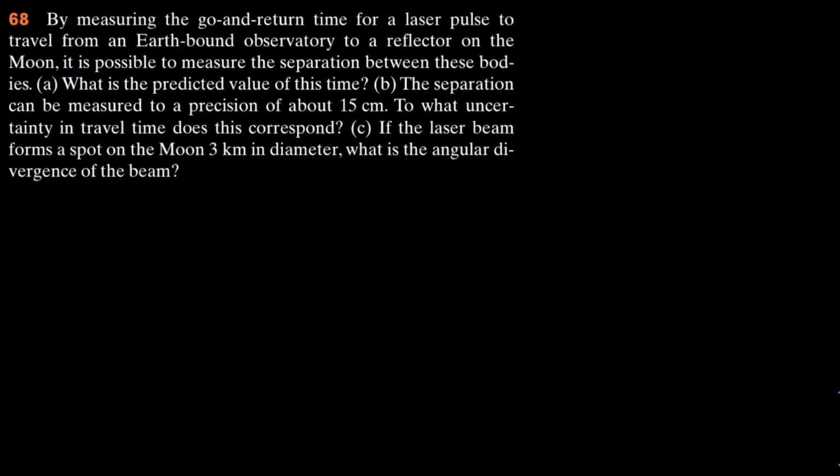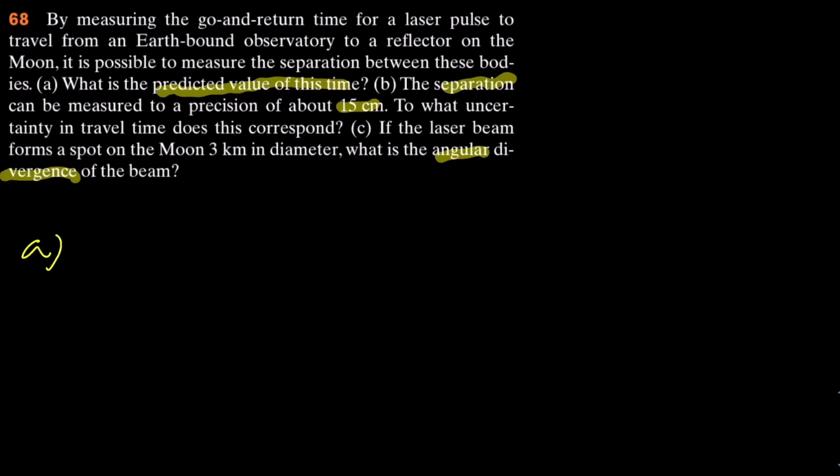Okay, and here comes another one. This one's asking for the predicted value of the time for a laser pulse to travel from an observatory to a reflector on the moon. It wants to know time, separation, and angular divergence. We're also given that the separation can be measured to a precision of 15 centimeters. And it wants to know about the uncertainty in travel time.